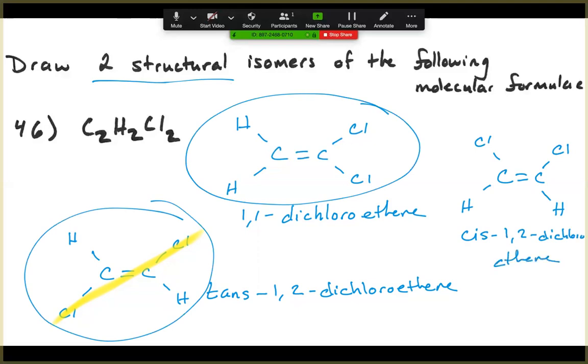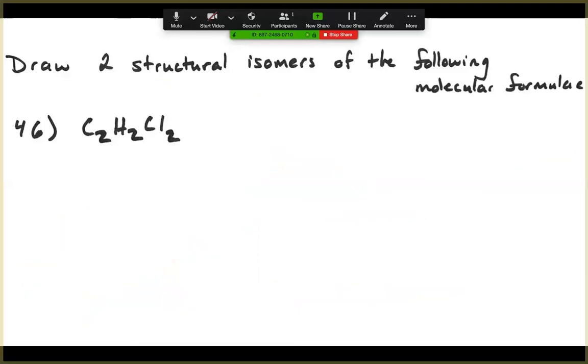Let me make it a little bit more neat, and I want to show one more, something to pay attention to. So our structures looked like this. I'll do them real quick. There's our first one. Our second one was the trans isomer. And then we said our third one was the cis isomer.